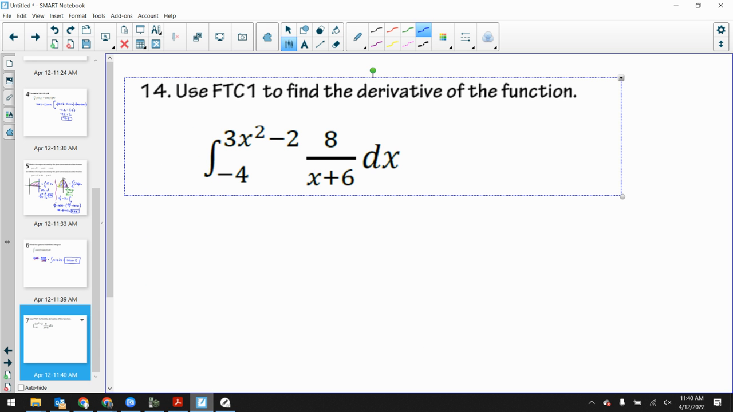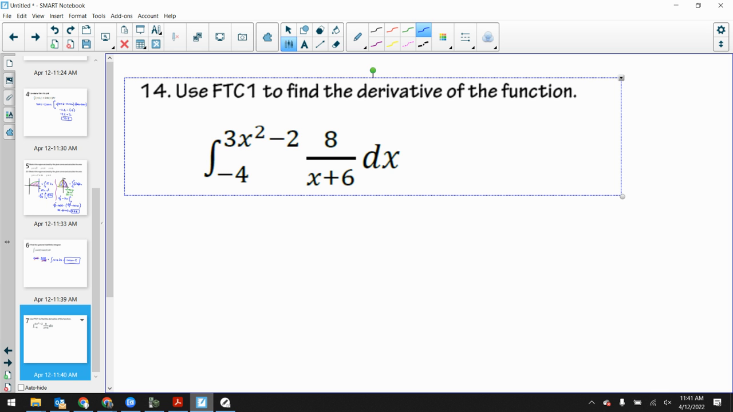All right, use FTC1 to find the derivative of the function. Remember, FTC1 basically just states that if you have an integral, the derivative will undo it, and likewise, if I have the derivative, an integral will undo it. They are inverse operations of one another.